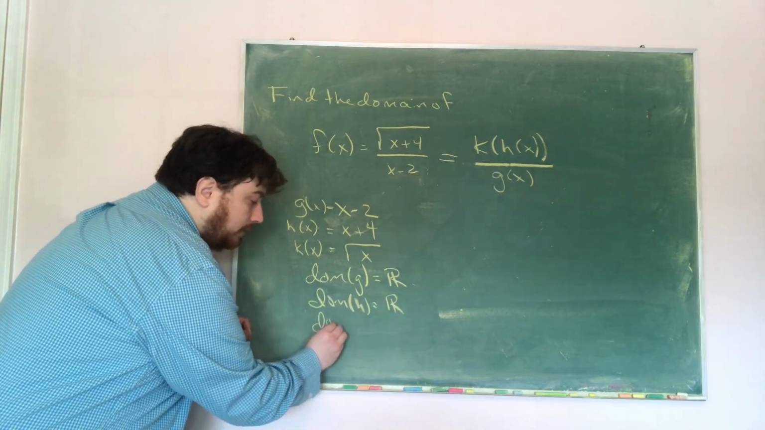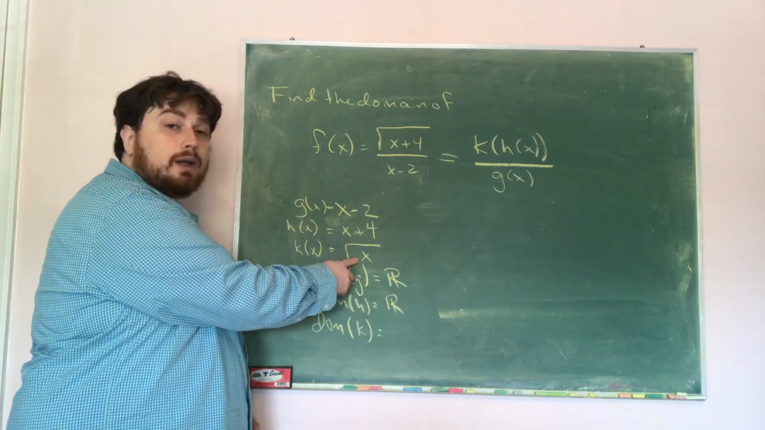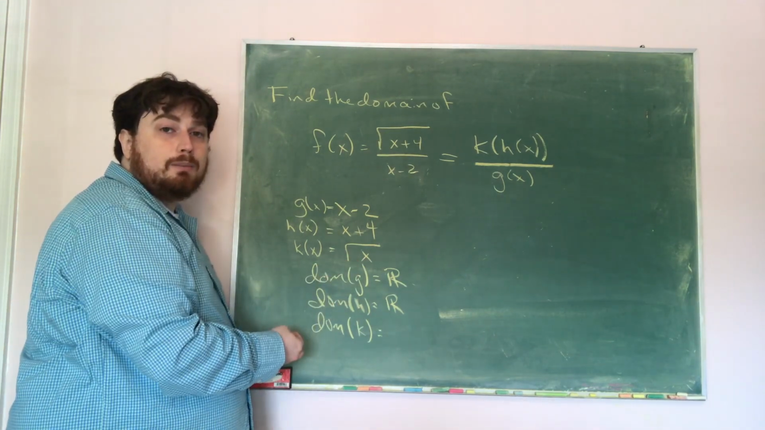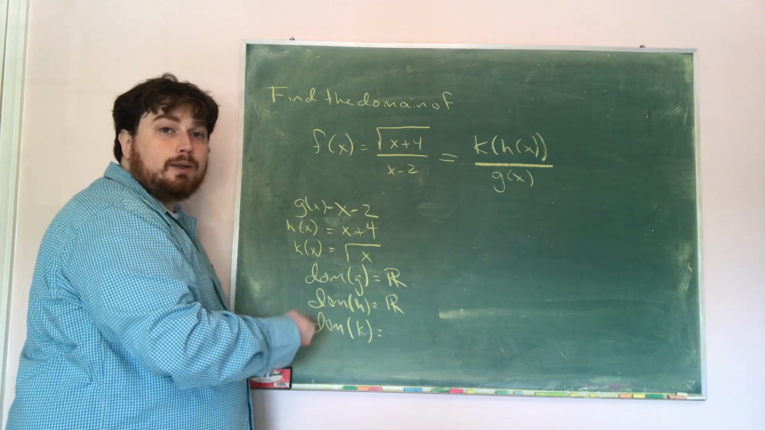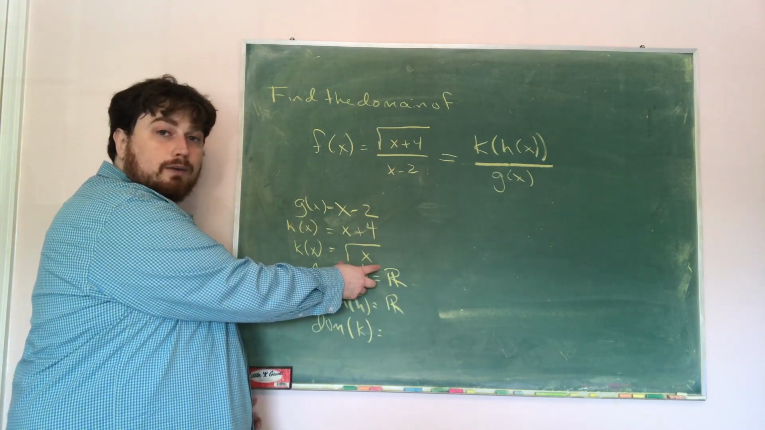On the other hand, if I take the domain of k, notice that the square root of x is not defined for negative numbers, because if I try to do that, I won't get out a real number. Therefore, this is only defined for non-negative numbers.